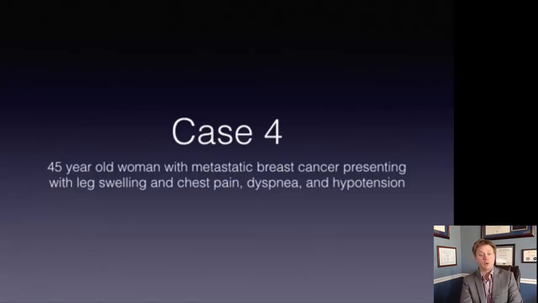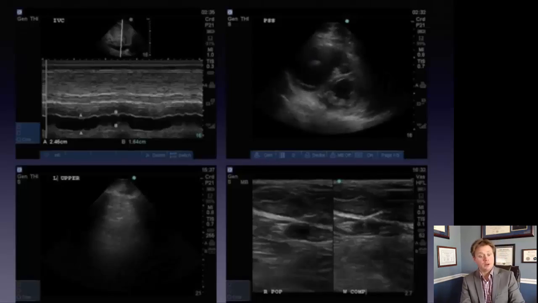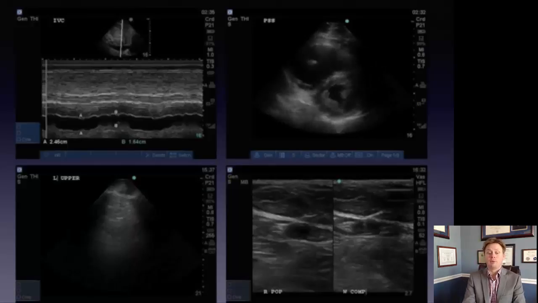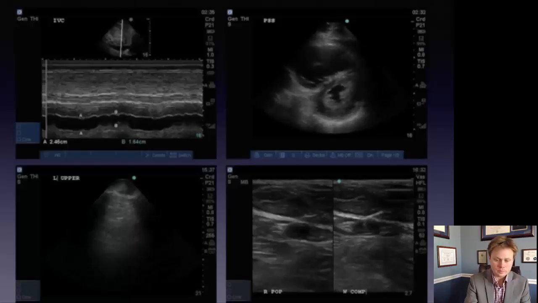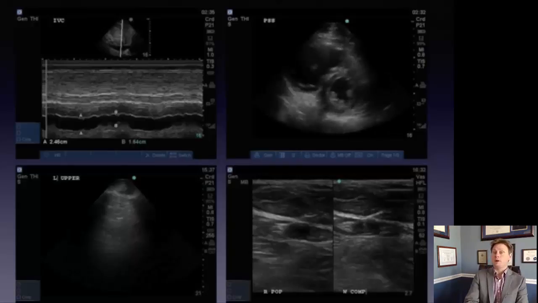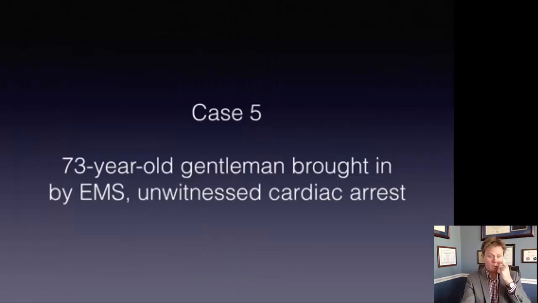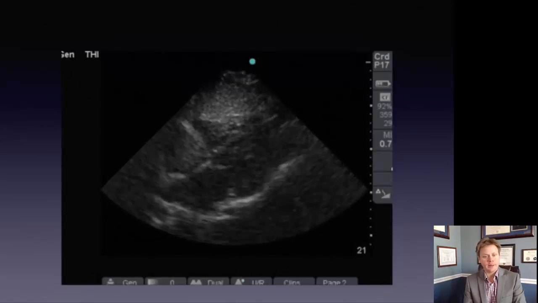is going to be a 45-year-old woman with metastatic breast cancer presenting with leg swelling, chest pain, and hypotension. We have ultrasounds which show the greatly elevated right ventricular chamber size, a large IVC, and a quick DVT study which confirms a clot in the right popliteal vein. Diagnosis, acute pulmonary embolism. And finally, case 5, a 73-year-old gentleman brought in by EMS who had an unwitnessed cardiac arrest, and we can see, well, cardiac standstill. So I'm going to conclude for now.